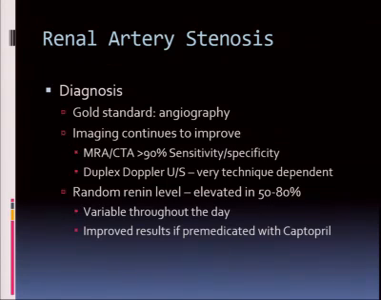A random renin level, as you can imagine, thinking about the physiology, you have a kidney that is chronically hypoperfused. Renin will be very active because the kidney feels it doesn't get enough blood flow and wants to adjust that by activating renin and angiotensin. So the level should be quite elevated.